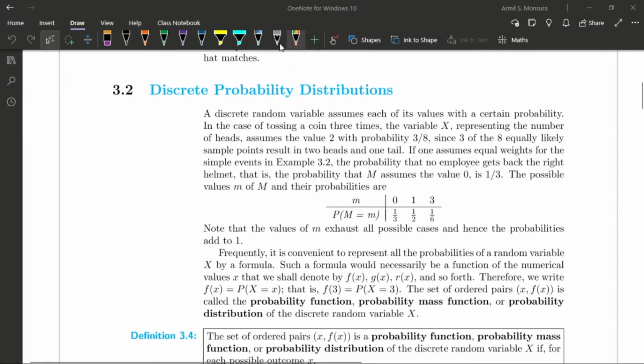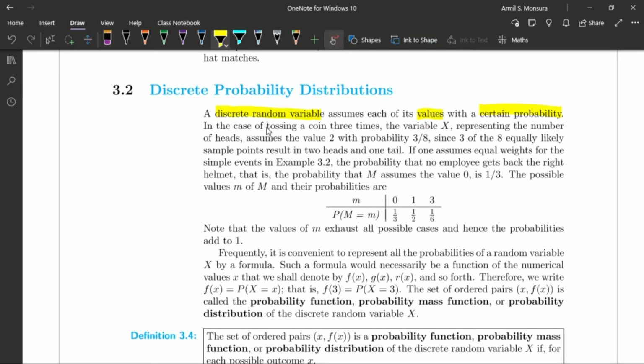A discrete random variable assumes each of its values with a certain probability. So when we have a discrete random variable, your random variable assumes a certain value. Now, there is a certain probability that your random variable would assume such a value. So, yun yung ibig sabihin natin dito.